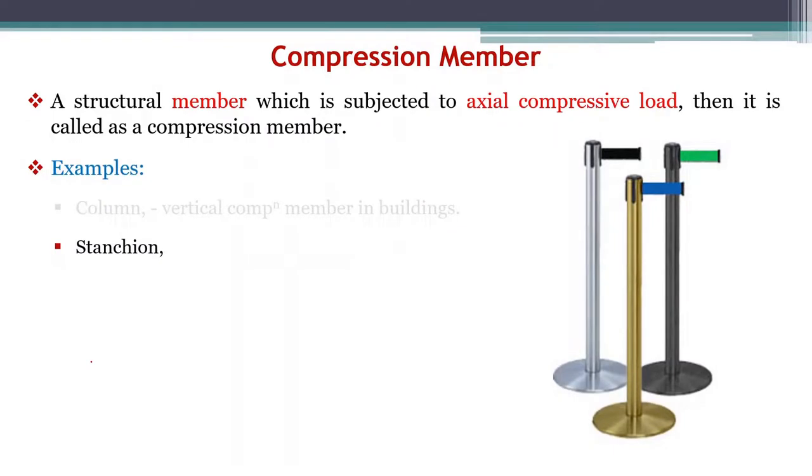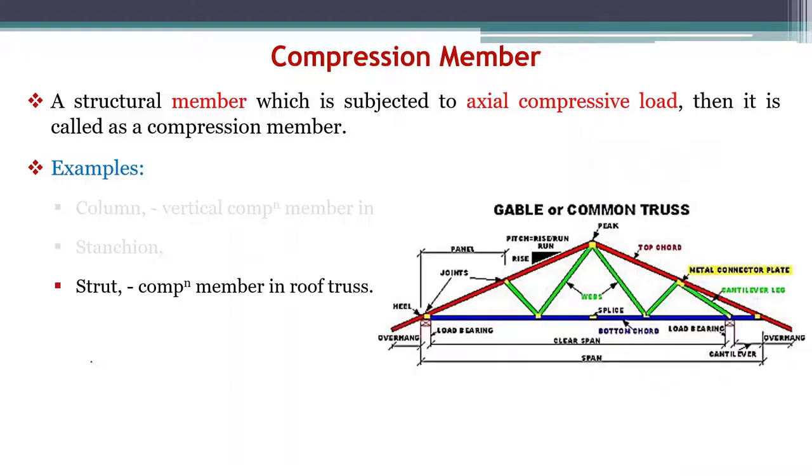Stanchion. A stanchion is a temporary, very light load carrying compression member. Strut is also a compression member, but that's not always vertical. Mostly if you talk about a column, most columns are vertical members, but these days even columns are a little inclined to increase the aesthetics of the building. Now many airports and railway structures that they are building these days have inclined compression members.